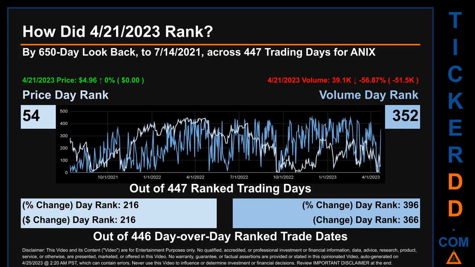The price's day-over-day percentage change, jumping 0% on April 21, 2023, had a day rank of 216 while its dollar difference of $0 had a rank of 216 when compared day over day across 446 trading days. Volume's percentage change and difference were ranked respectively at 396 and 366.